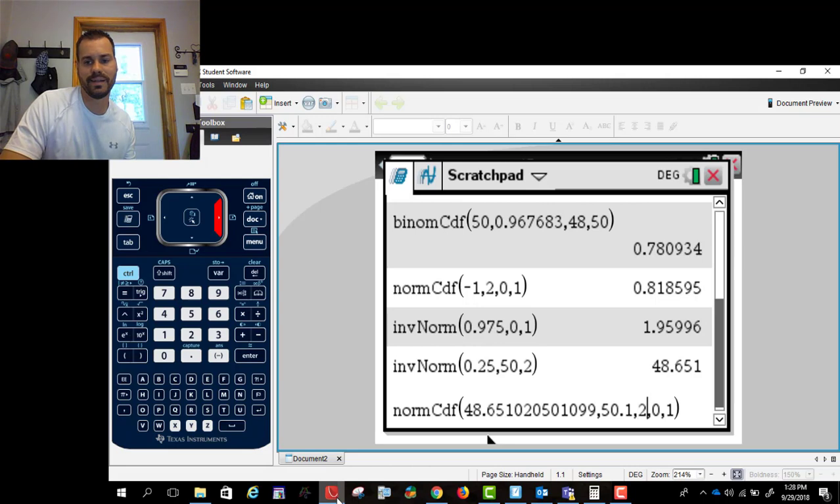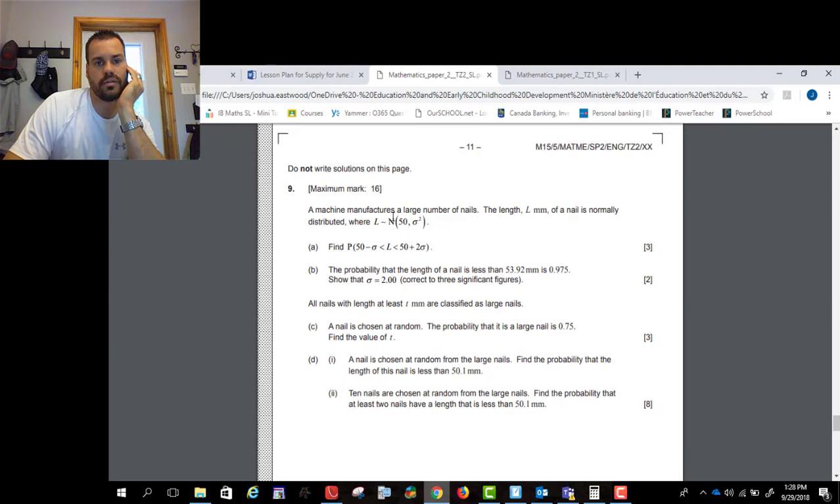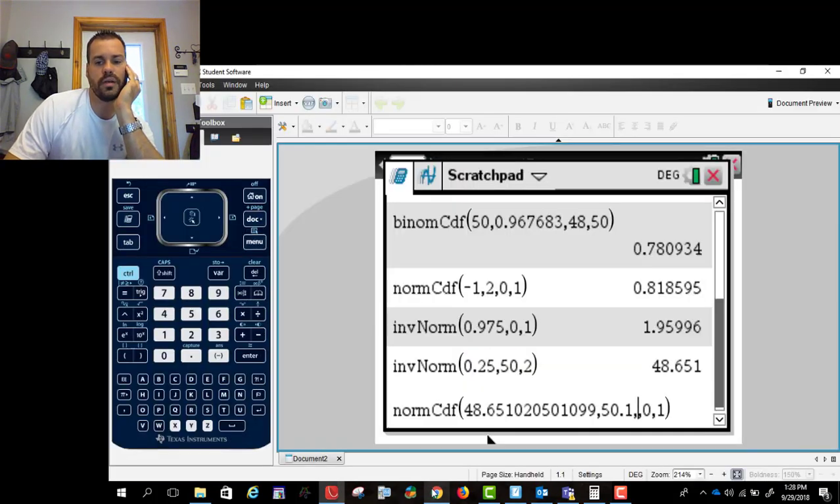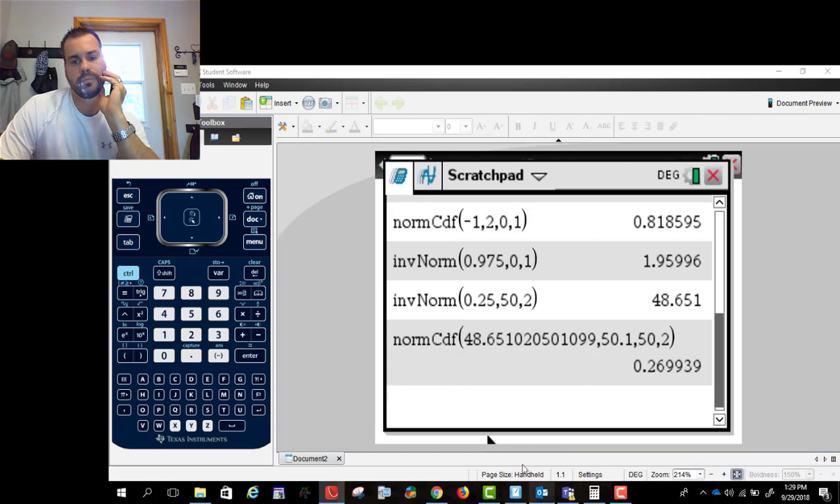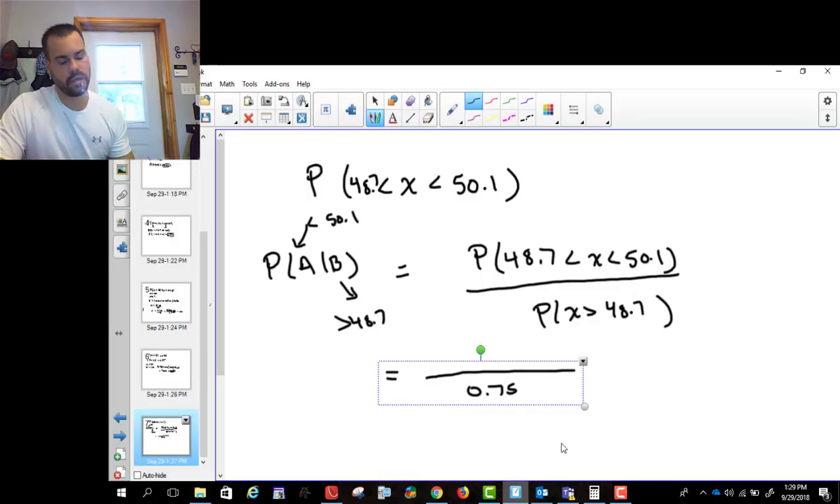Our mean and standard deviation are back here. We're still using this, right? Even though it's a ways up in the question. So the mean is still 50 and the standard deviation is 2. And sometimes you have to remember that it's all part of the same question. So there's 50 and 2, and we get 0.269939.